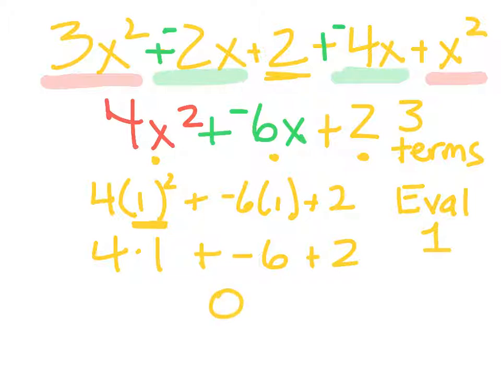So evaluating means to find out how much it's worth. Terms are the number of things separated by addition or subtraction. Like terms have the same variable and the same exponent. Same variable, same exponent. Oop, not that one, this one. And then the last thing we talked about, what's distribution?